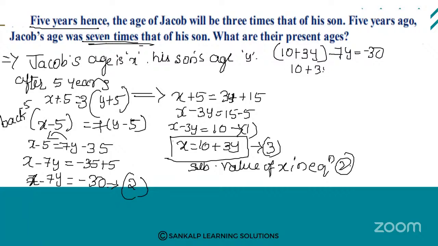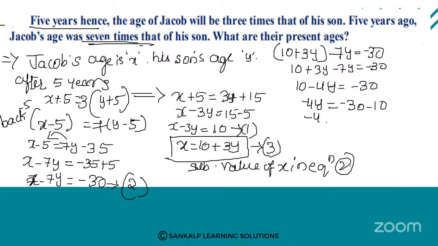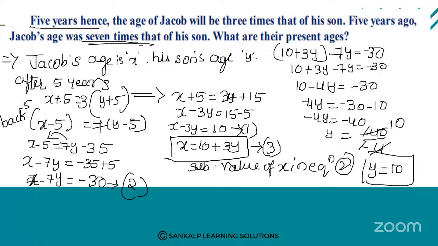10 plus 3y minus 7y is equal to minus 30. 3y here, 7y is there. Therefore, it is 10 minus 4y is equal to minus 30. Now transfer this 10 to this side. Minus 4y is equal to minus 30 minus 10, which is minus 40. y is equal to minus 40 divided by 4. Transfer this 4 to this side. 4 ones are 4, 4 tens are 40, minus and minus will get cancelled. y is equal to 10 you will get. Right? y is equal to 10.